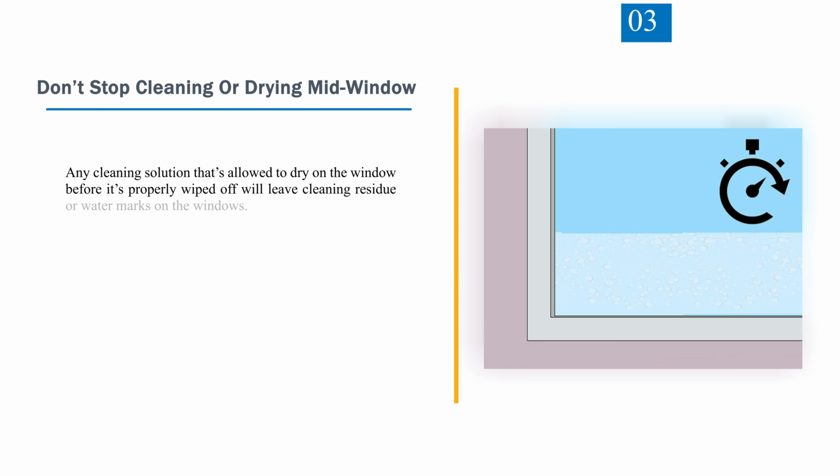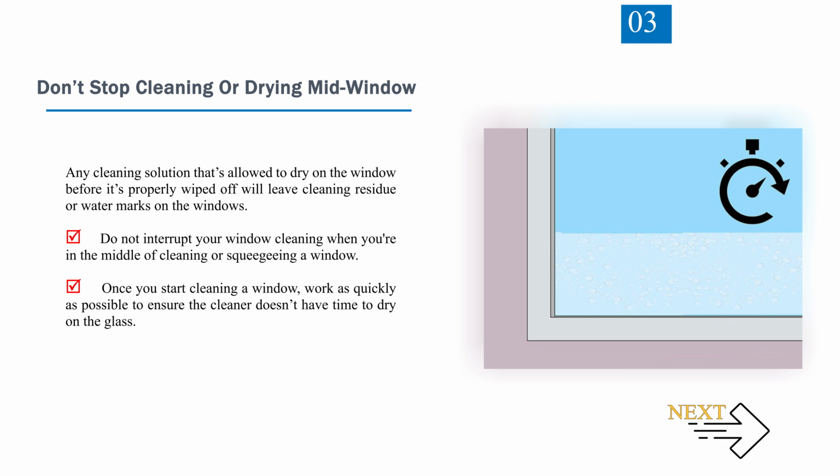Number 3. Don't stop cleaning or drying mid-window. Any cleaning solution that's allowed to dry on the window before it's properly wiped off will leave cleaning residue or watermarks on the windows. Do not interrupt your window cleaning when you're in the middle of cleaning or squeegeeing a window. Once you start cleaning a window, work as quickly as possible to ensure the cleaner doesn't have time to dry on the glass.